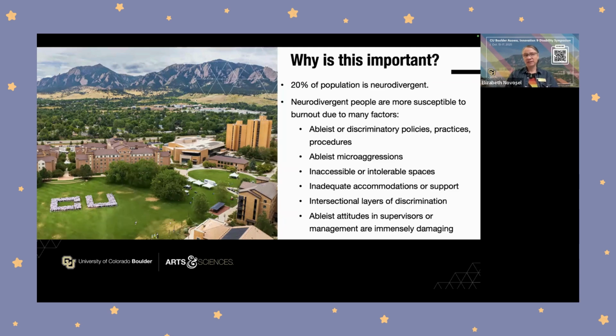Inaccessible or intolerable physical spaces, and I will add virtual spaces as well, because sometimes they just don't work for people. There's inadequate accommodations and support. There are a lot of intersectional layers of discrimination. So folks who've got a lot of different minoritized aspects to their identity are going to be much more impacted than those with less. And a big one too is ableist attitudes in supervisors or management. Those can be very, very damaging. And actually, I think that's why I brought Ann up before. We've been hosting supervisor trainings about neurodiversity, and they've been really popular. So I know it's a popular topic on campus.